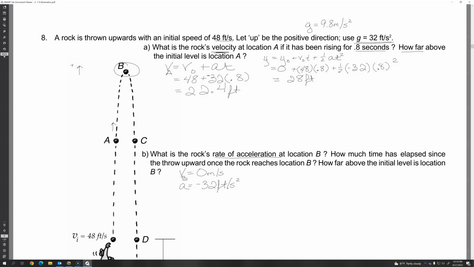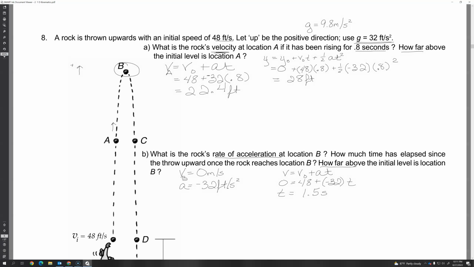So we want to know the rate of acceleration. Boom, got that. How much time has elapsed to get to the top? Well, we could use velocity, v equals v naught plus a t. At the top of the path, your velocity is 0. Initially, your velocity is 48. You have an acceleration of negative 32 feet per second squared, and you have time. So if you do some little mumbo jumbo, you are going to get that time is about 1.5 seconds.